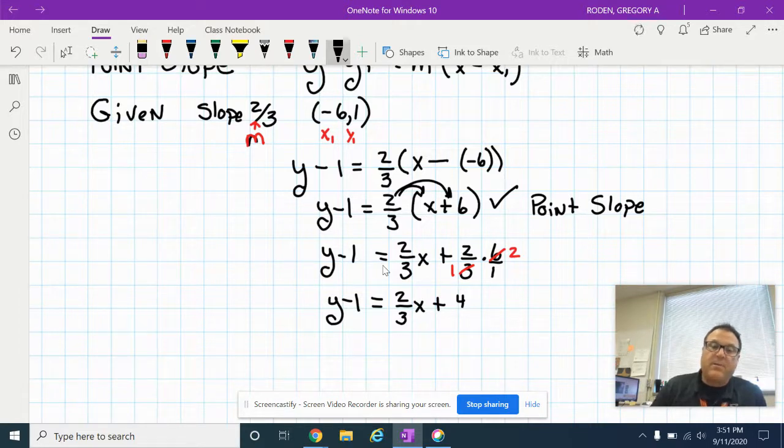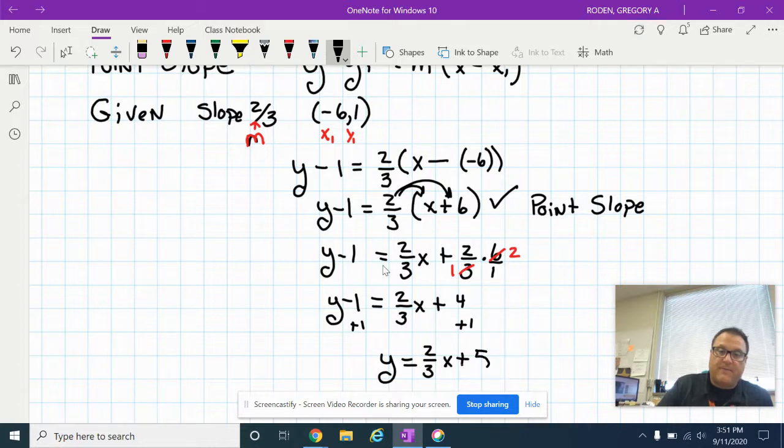Okay, so I'm almost done. Now remember what slope-intercept form is. It's y equals. So the last thing I need to do is add a 1 to both sides. So my final equation is y equals 2/3 x plus 5. And I'm done. And this is your slope-intercept form.